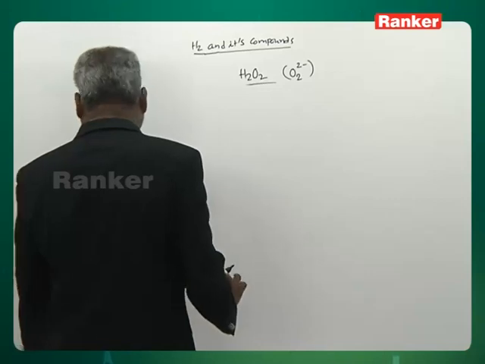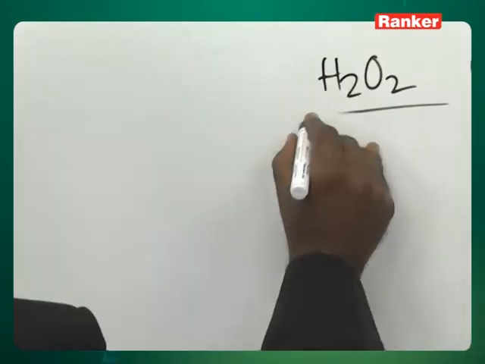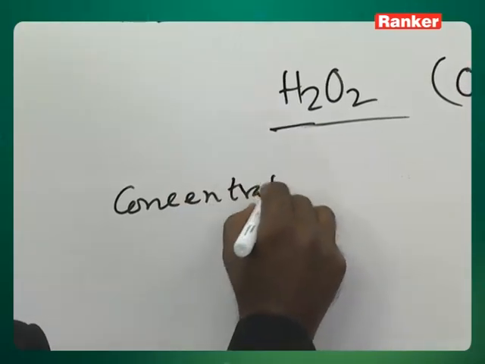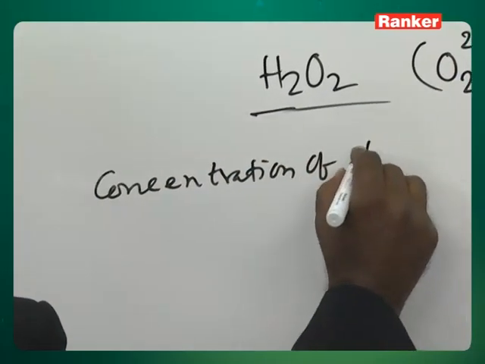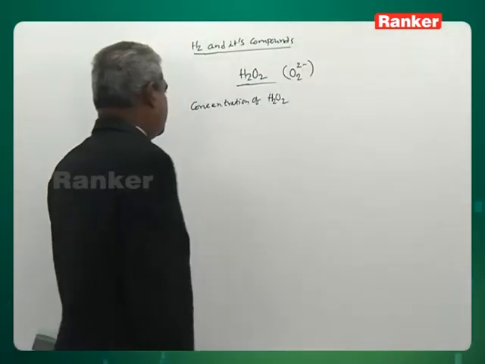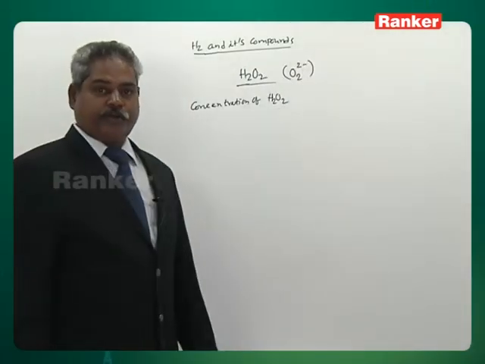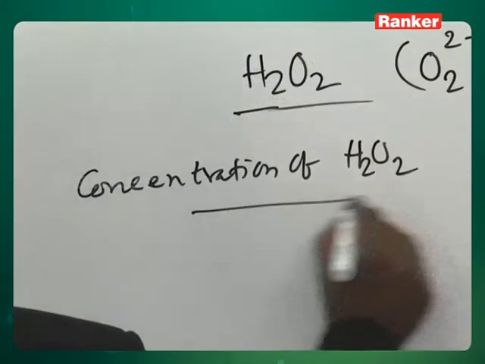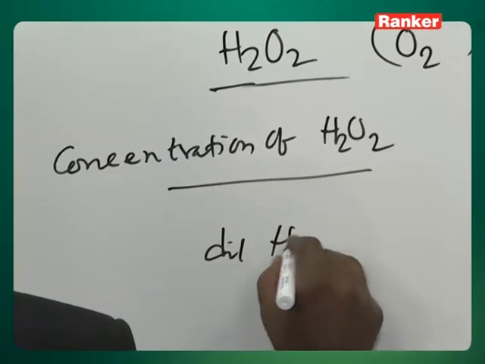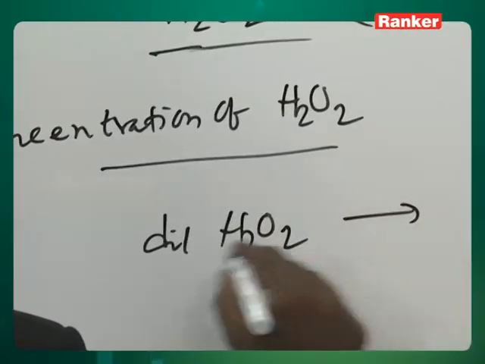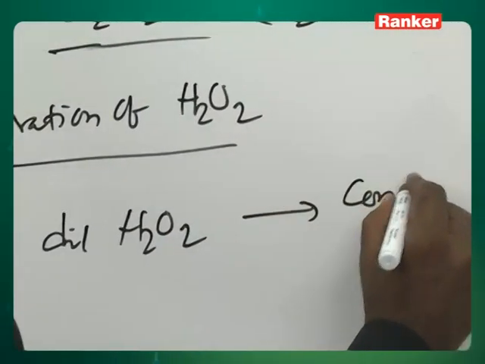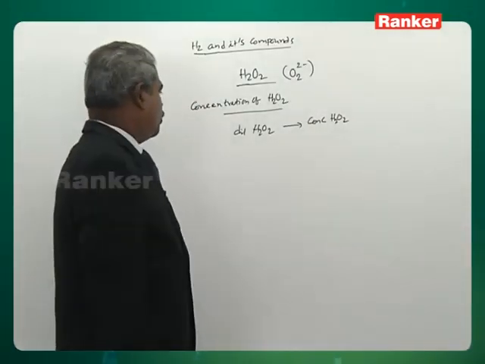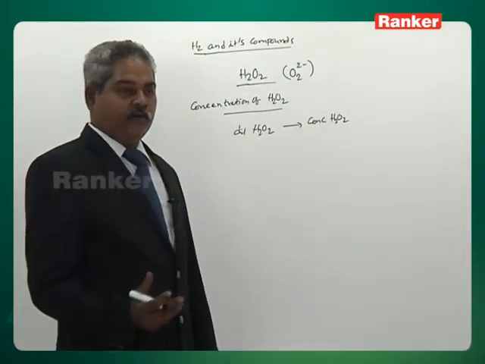Hydrogen peroxide has got a special property. Concentration of H2O2. I am not talking about measurement of concentration. Here concentration of H2O2 means converting dilute H2O2, where there is a lot of water, to concentrated H2O2. Concentrating a solution of hydrogen peroxide, a dilute one.